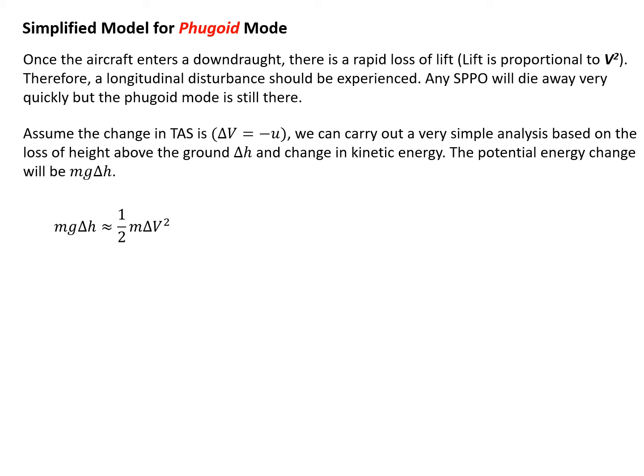So we have this. The left-hand side is the potential energy change. On the right-hand side is the kinetic energy change. So the height loss is delta V squared divided by 2g.